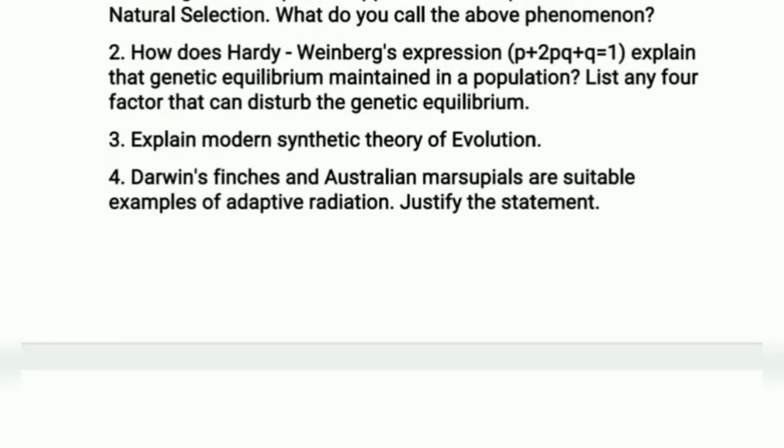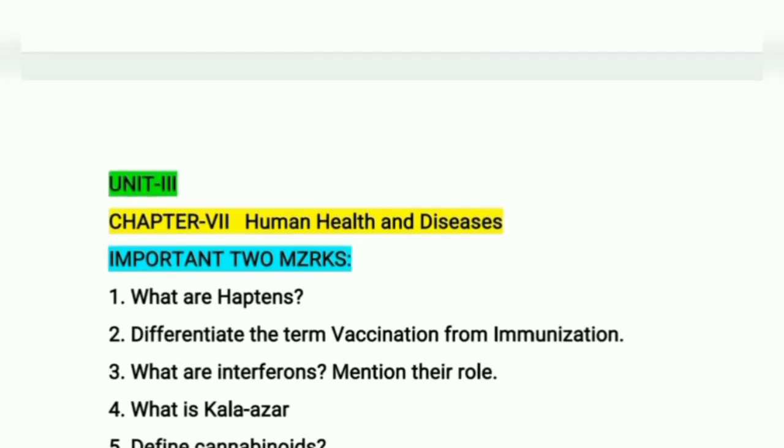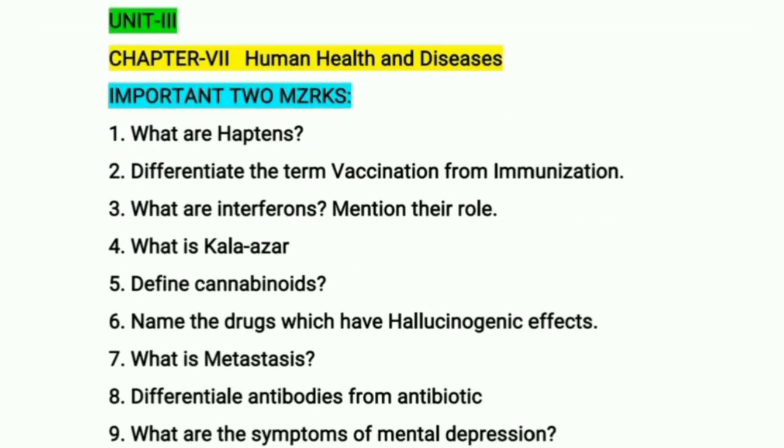Darwin's finches and Australian marsupials are suitable examples of adaptive radiation. Justify the statement. Unit 3, Chapter 7, Human Health and Diseases. Important 2 marks. What are haptens?